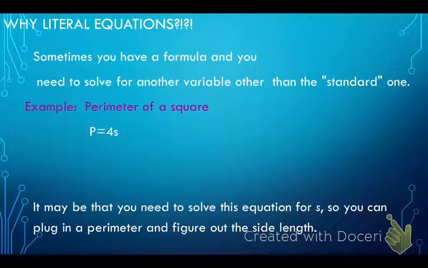So your first question is probably, why literal equations, what are literal equations, etc. So sometimes you might have a formula and you need to solve for another variable other than the standard one, or the one that you usually solve for. So for example, we have the perimeter of a square. Normally we're given the side length and then we have to plug that in to get our perimeter. Sometimes, though, you might get your perimeter and have to solve for your sides. So you could plug that in for the perimeter and figure out the side length, or you can use what you know about solving equations to rewrite that formula so that you have S equals something.